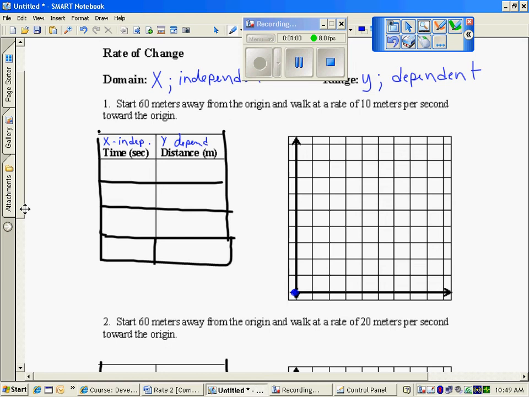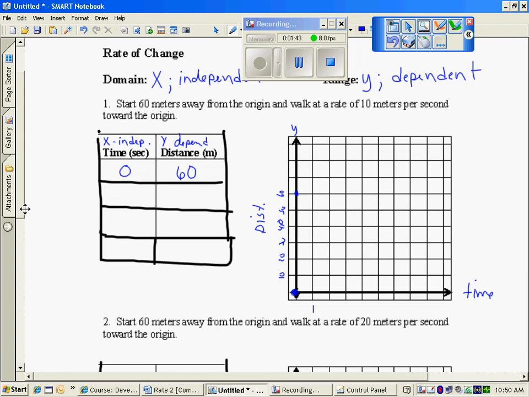So initially, time is 0, and I start at 60. So we're going to plot this ordered pair, 0, 60. So we're going to label our axes. The x is my independent, which is time. Y is my dependent, which is distance. Now we're going to need to scale this axes on y. Notice I can't go up to 60, so I'm going to refer to each one of these as a distance of 10 meters. So right here is where I'm 60 meters away from the origin.